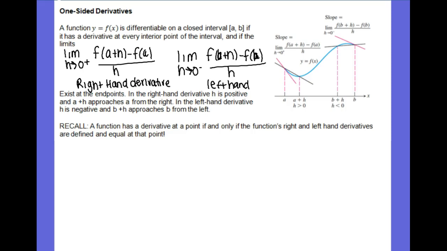A function y is differentiable on a closed interval a to b if it has a derivative at all interior points. The right-hand derivative must equal the left-hand derivative, meaning what you get approaching from the left must equal what you get approaching from the right. We have to write out the whole thing. Can we just say left hand equals right hand? Yeah, you know what it means.